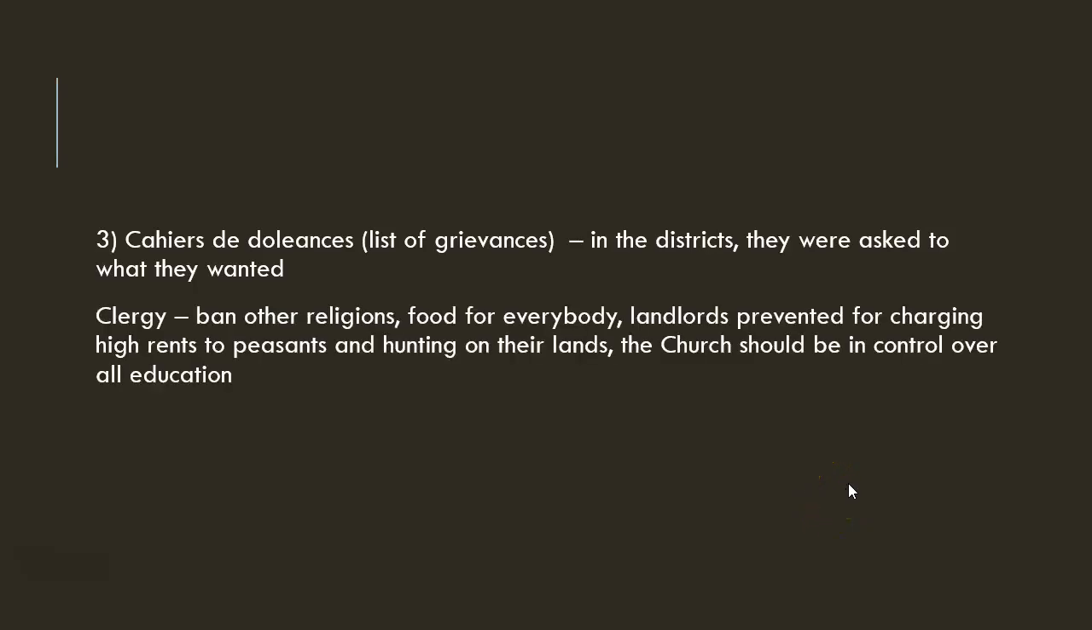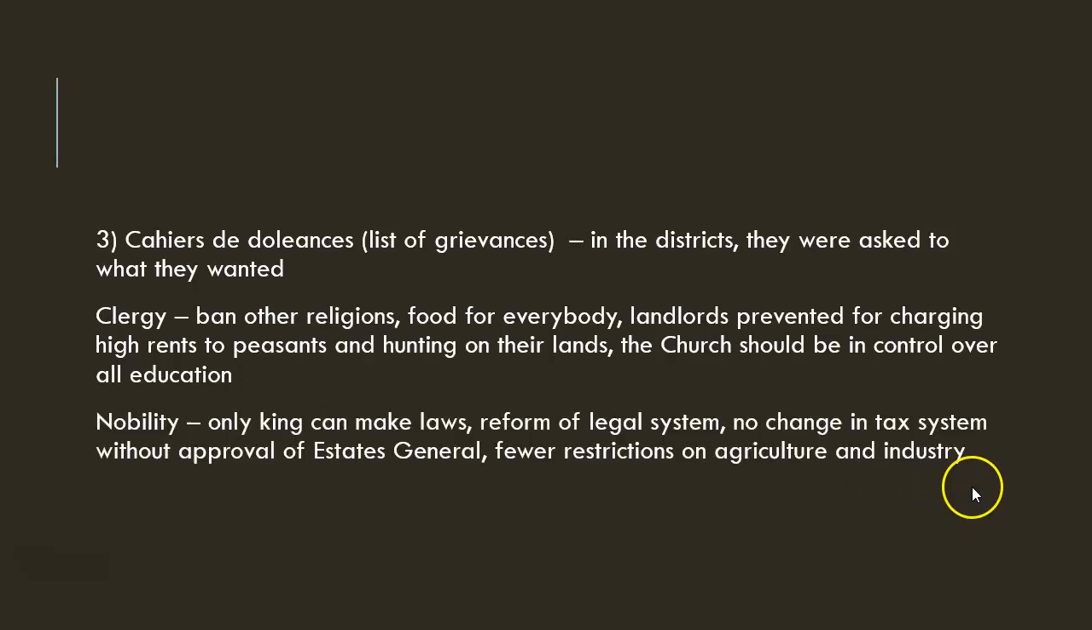This is very important that you know this. What did the clergy ask for? Well, they didn't want any other religions. They wanted everyone to have food. They wanted the landlords prevented from charging high rents on the peasants and hunting on the lands. So in that respect, they're going to kind of side with the third estate. And they wanted the church to be in charge of all education, not just most of the education.